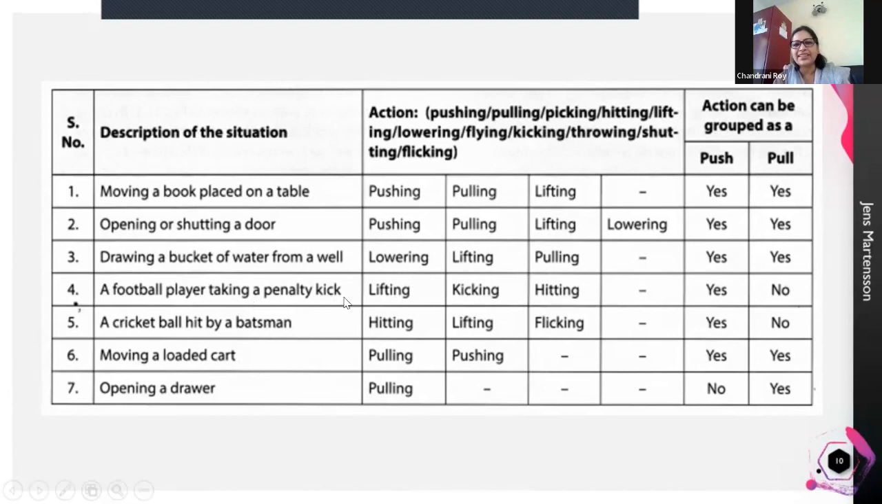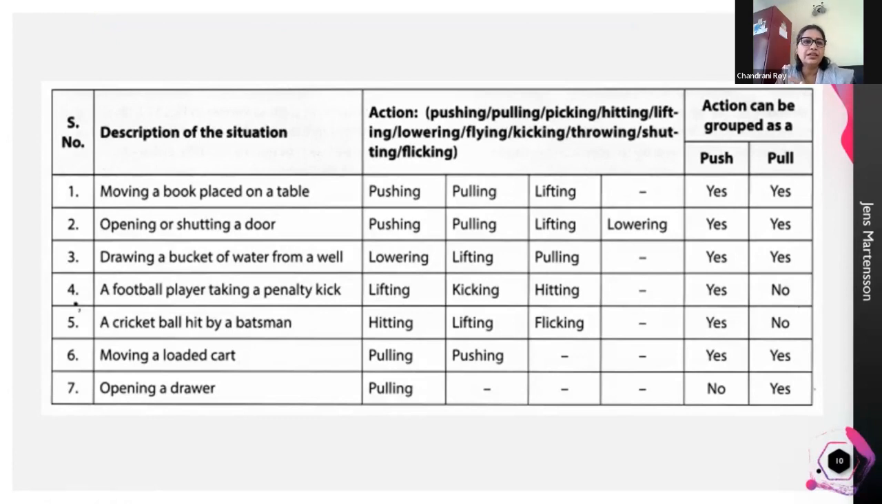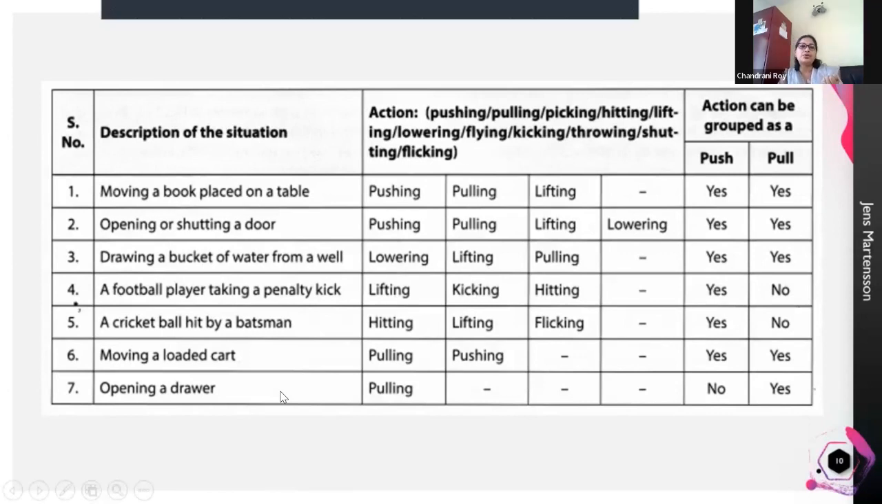A football player taking a penalty kick, I think children can relate to very easily. Same with a cricket ball which is hit by a batsman. Moving a loaded cart, we can draw upon their experience from shopping in departmental stores. Generally we have a trolley, or if they have moved their luggage across, or they may have seen carts being moved even on the road. And opening a drawer. Opening a drawer is generally pulling. When we close a drawer, we use a push. When we open a drawer, we always pull it out.